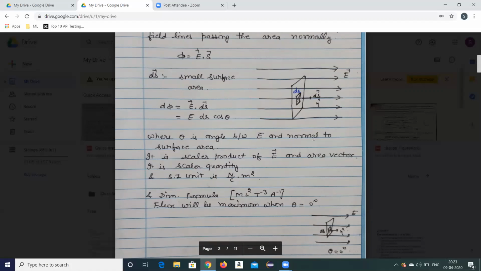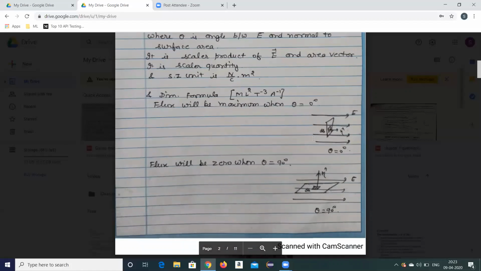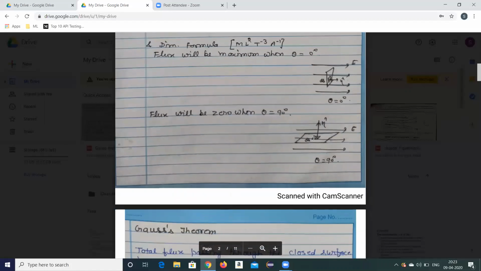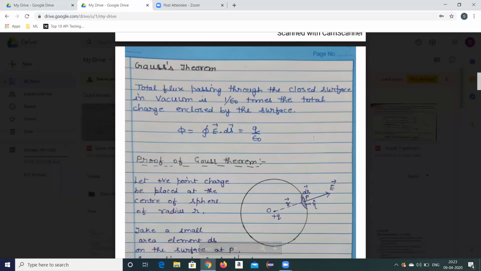Flux will be maximum when theta is 0 degree. Now flux will be 0 when theta is equal to 90 degree, since the value of cos 90 degree is 0. Now we are discussing Gauss theorem. Total flux passing through a closed surface in vacuum is 1 upon epsilon naught times the total charge enclosed by the surface. Mathematically, it can be written as phi is equal to closed integration E dot ds is equal to q upon epsilon naught.